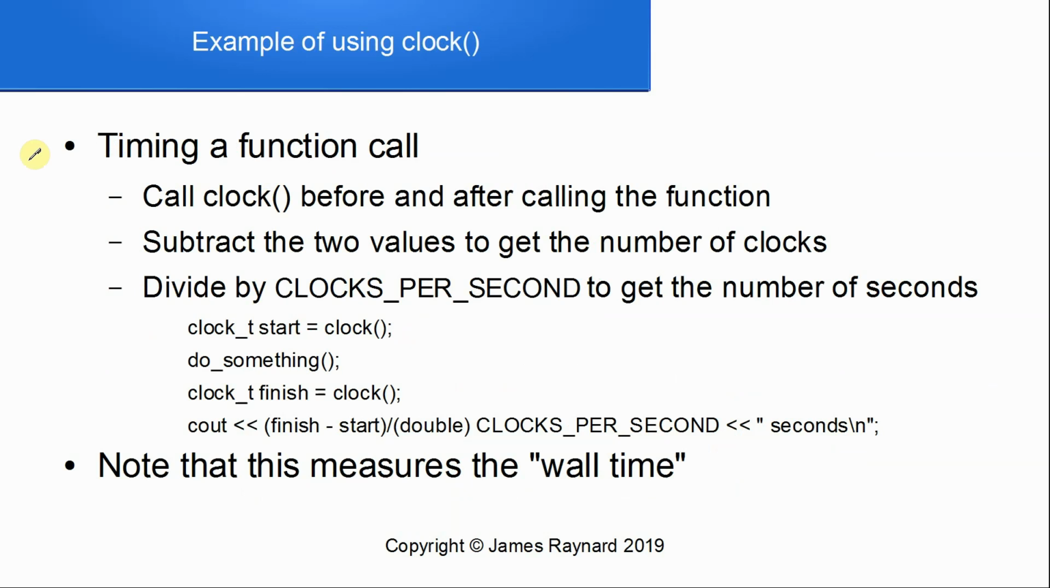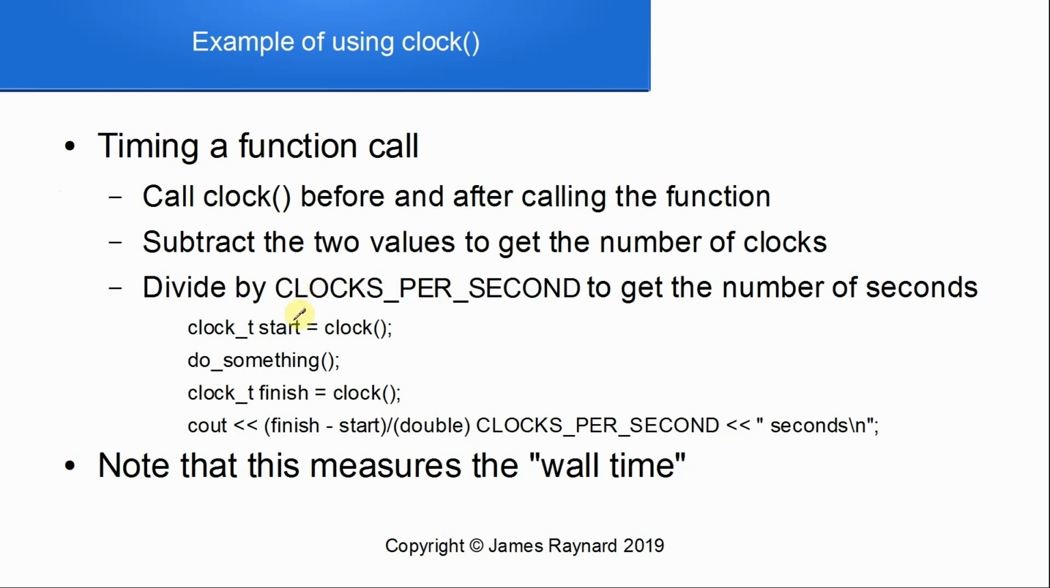Okay, so this is a typical example of how to use clock. We're going to find out how long it takes for a function call to run. We call the clock before we call the function, then we call it again after the function has returned. We subtract these two values, and that'll give us the number of clock ticks that occurred while this function was running. Then we divide that by clocks per second to get the number of seconds that it took for the computer to call this function.